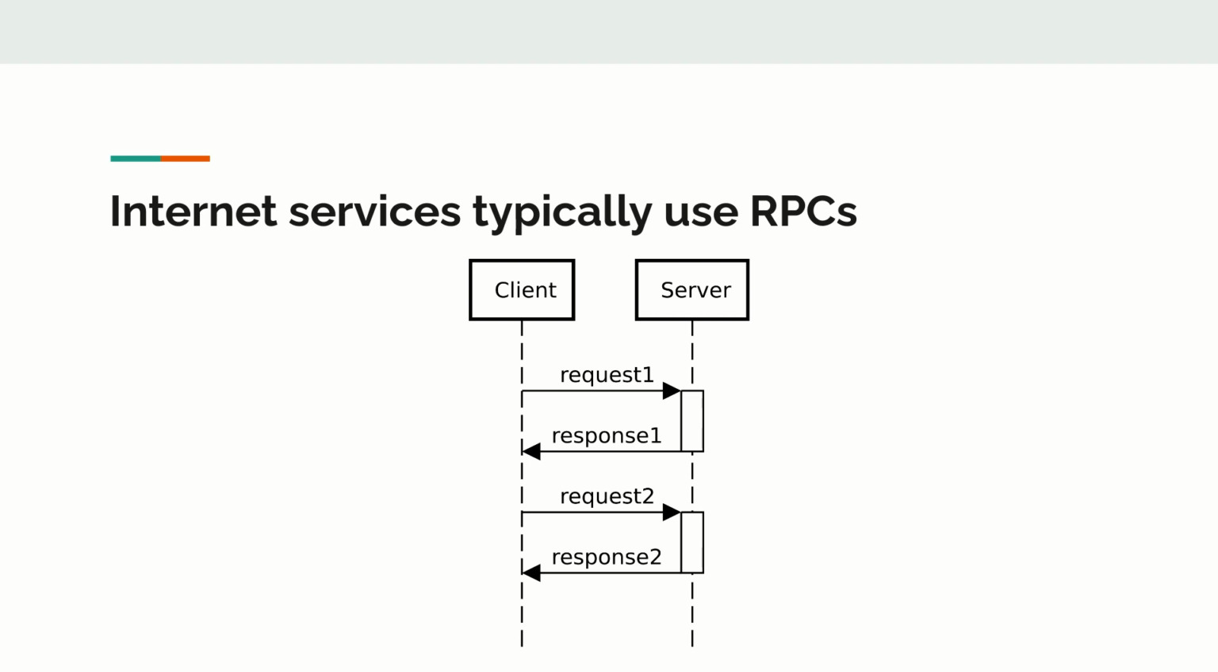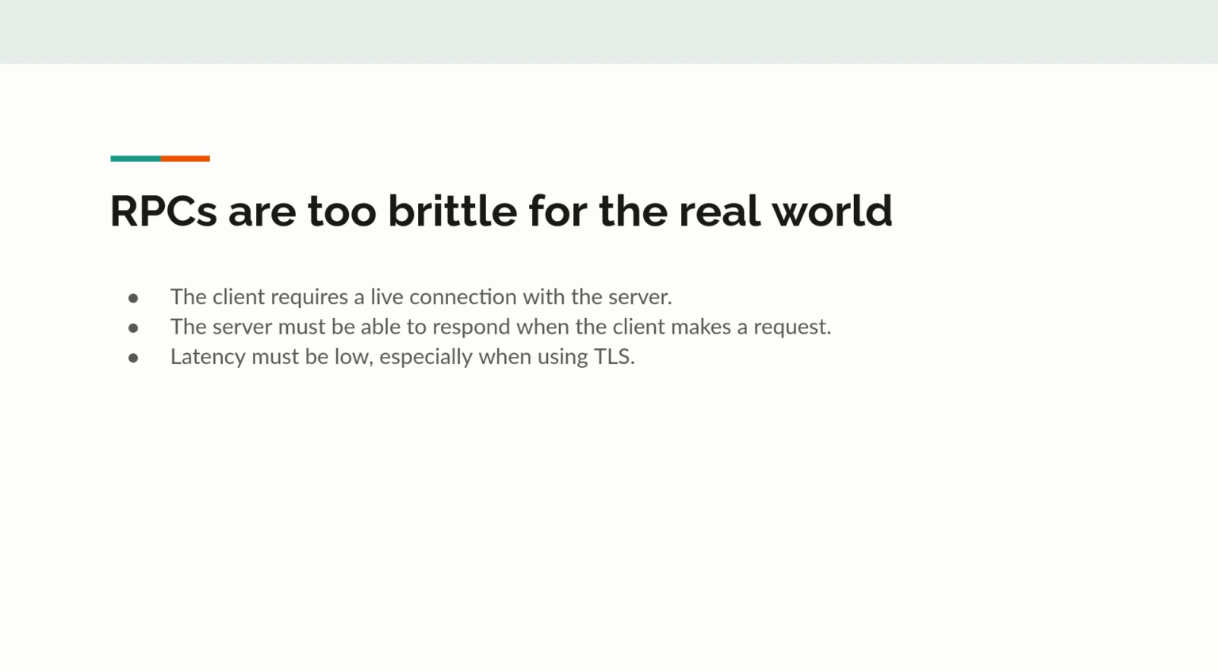Now, I think the reason for this is that it's just very easy, and it's a very familiar concept because it resembles local function calls in your application. So if you're using a third-party library, this is essentially what you will do when you call a function. You call a function, pass some input, and you get some output. However, I do not think that RPCs are well suited to the real world, especially over the internet where so many things can go wrong and will go wrong.